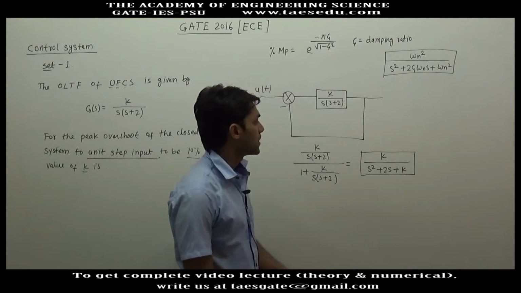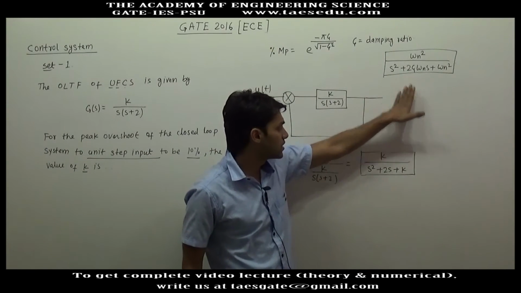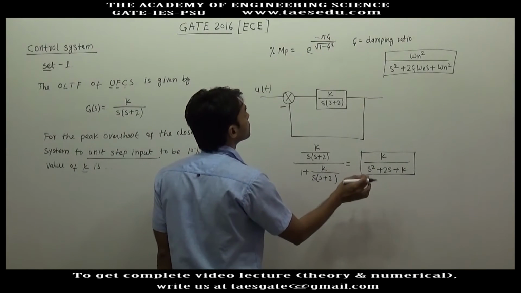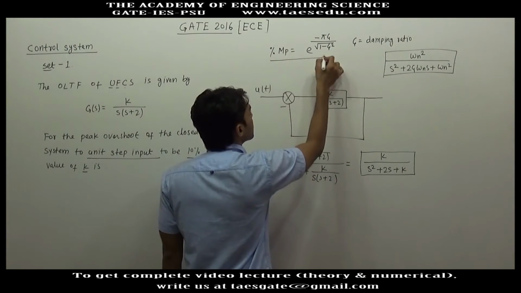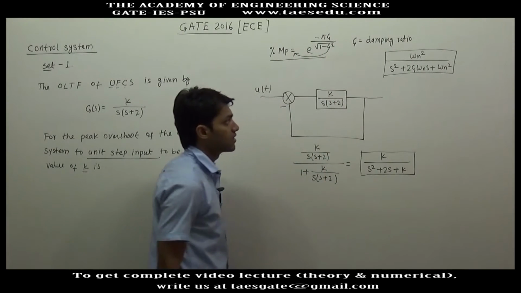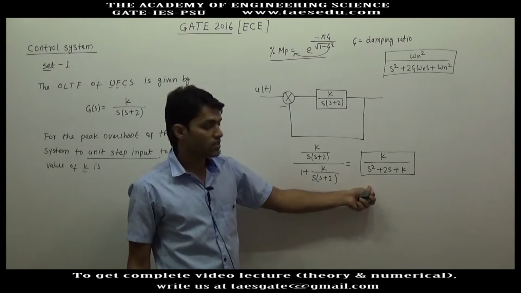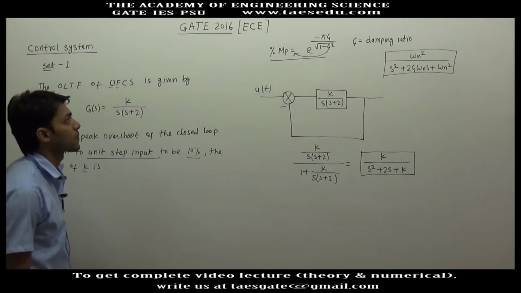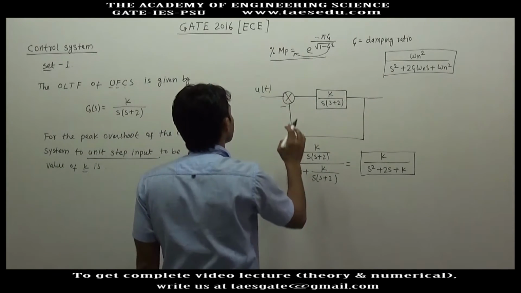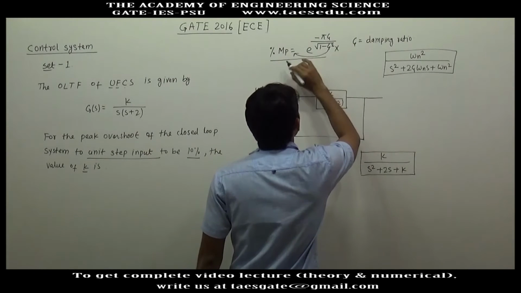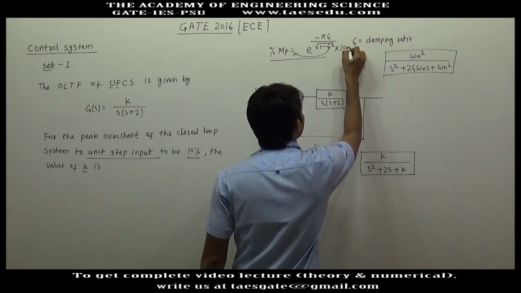By comparing, we will first find the damping ratio in terms of k. From the overshoot equation we will find the required damping ratio, and here we will have the damping ratio in terms of k. That way we will find the value of k. So the percentage peak overshoot has to be 10%. To calculate in percent, we have to multiply by 100.